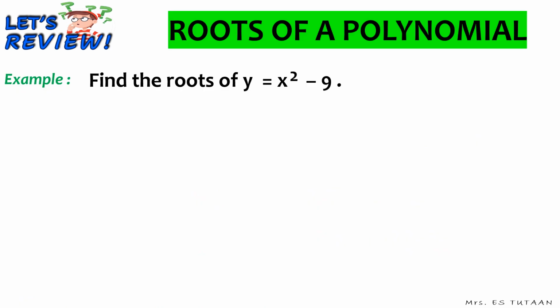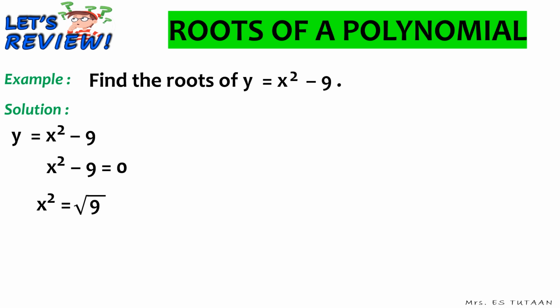For example, find the roots of y is equal to x squared minus 9. Y is equal to x squared minus 9 is a quadratic polynomial function. So, that means to say we will have two roots. Okay? So, solution, we will write the given polynomial function and then equate the right side of the function to 0 and then solve for the value of x. So, that means to say the values of x are positive and negative 3.